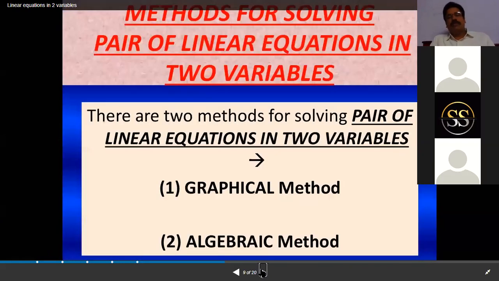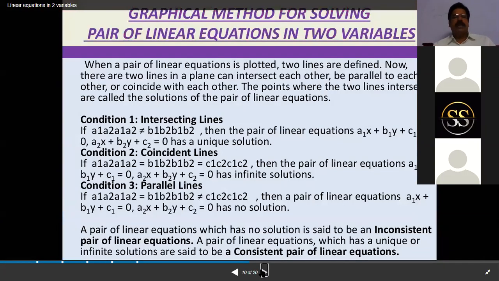That is the graphical representation. Now we have methods for solving a pair of linear equations in two variables. There are two methods: one is the graphical method and the other is the algebraic method. That's all we explained. Once again, we are going through the full chapter.